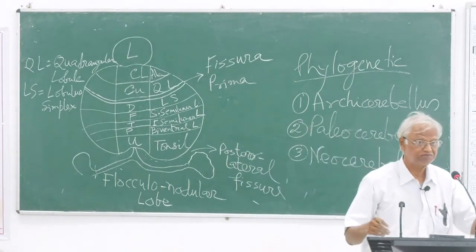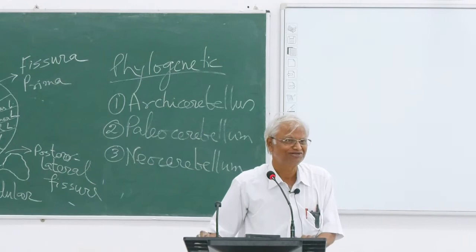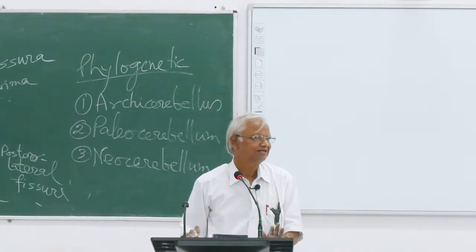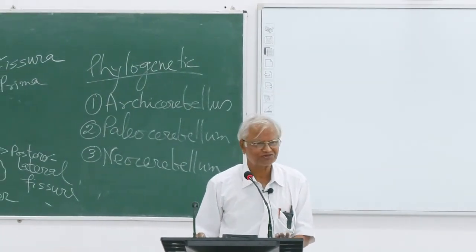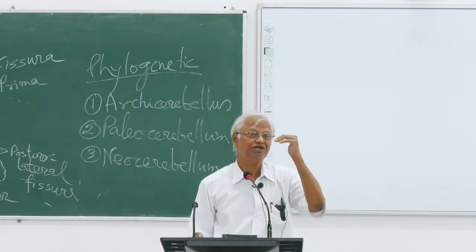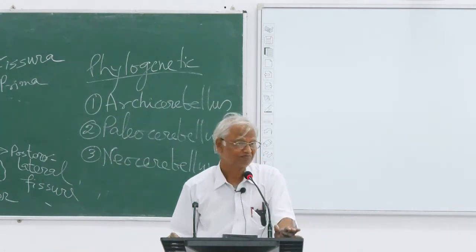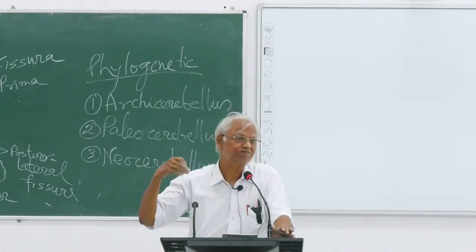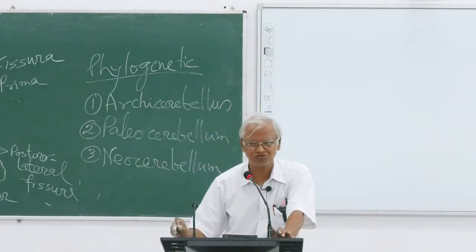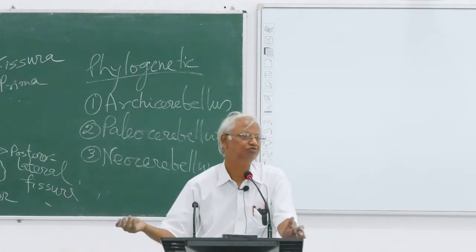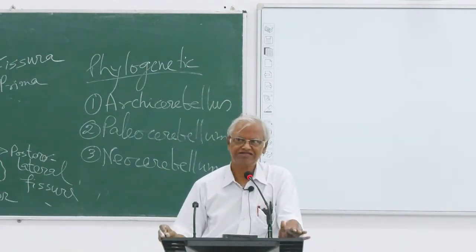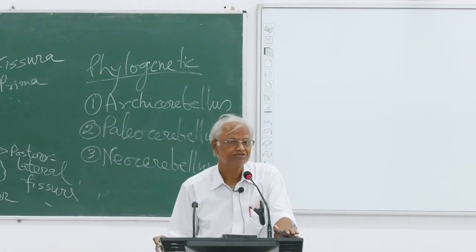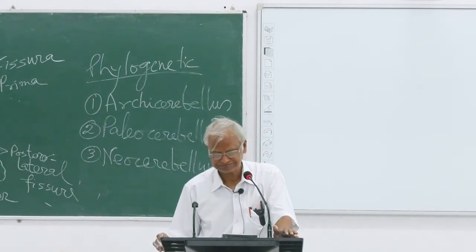Archi means very old, paleo also means old. But to make a difference, the very oldest we call archi, and the next we call paleo. Both mean older. Neo means new, the latest developmentally, called the neocerebellum.